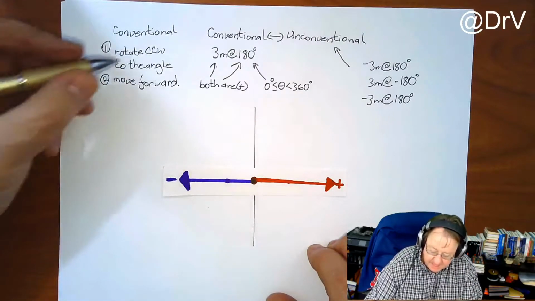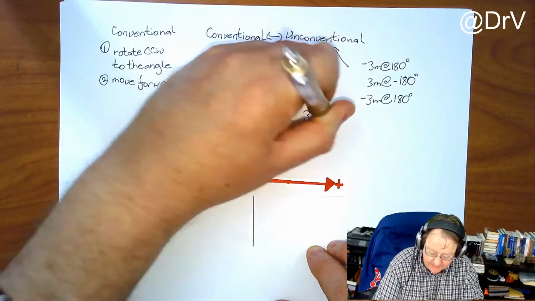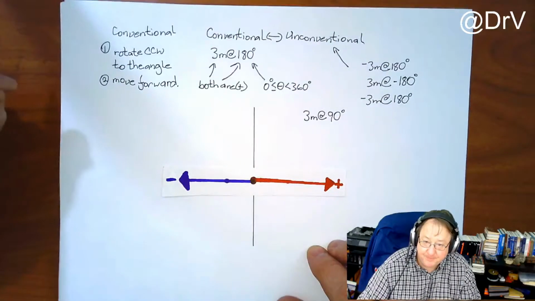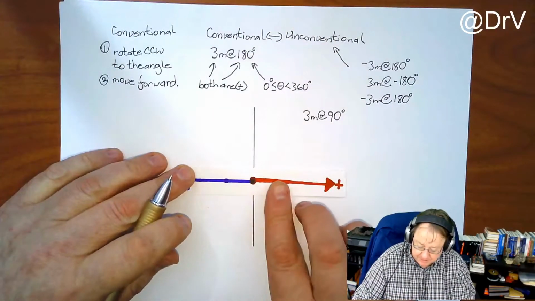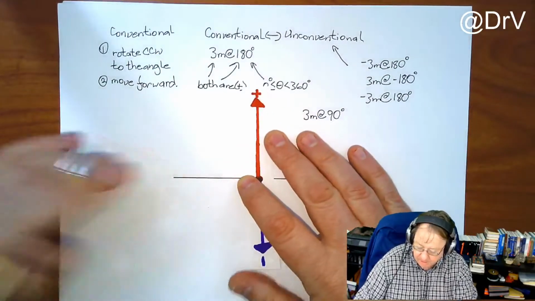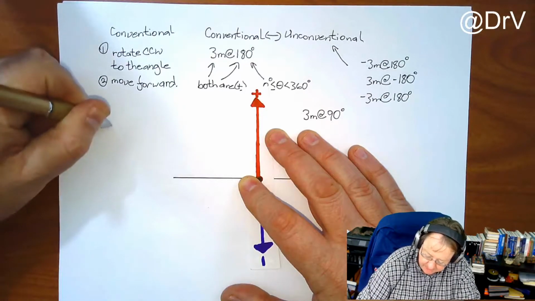And let's say we did a conventional 3 meters at 90 degrees. Well, what you would do is you would take your handy dandy tool and then rotate counterclockwise. That's what CCW means.